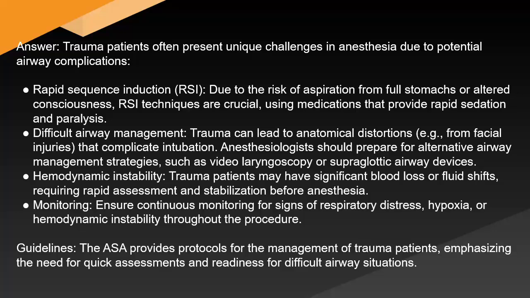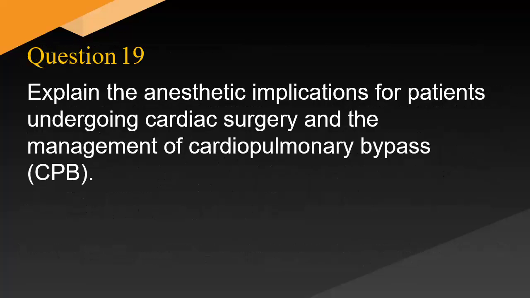Difficult airway management: Trauma can lead to anatomical distortions, e.g., from facial injuries, that complicate intubation. Anesthesiologists should prepare for alternative airway management strategies, such as video laryngoscopy or supraglottic airway devices. Hemodynamic instability: Trauma patients may have significant blood loss or fluid shifts, requiring rapid assessment and stabilization before anesthesia. Monitoring: Ensure continuous monitoring for signs of respiratory distress, hypoxia, or hemodynamic instability throughout the procedure. Guidelines: The ASA provides protocols for the management of trauma patients, emphasizing the need for quick assessments and readiness for difficult airway situations.